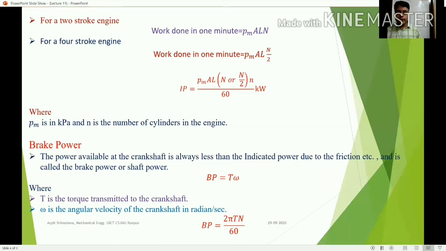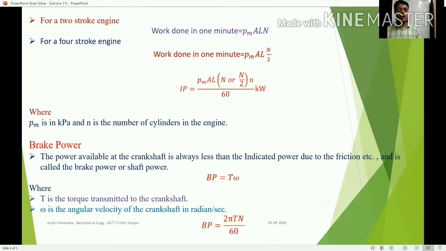So we can define this term: indicating power is equal to brake power plus friction power. Okay, so the difference between the indicating power and the brake power is equal to friction power. This represents wear and tear losses inside the piston cylinder assembly. And for minimizing this friction power, we use some lubricants and engine oils inside the engine.